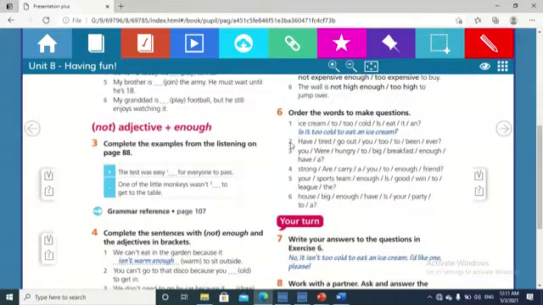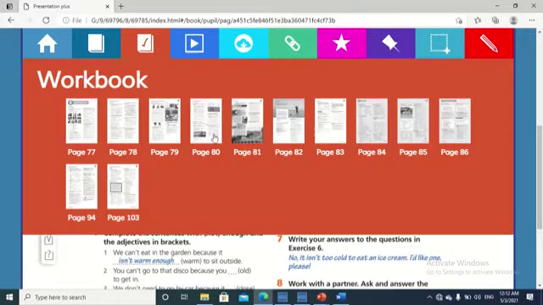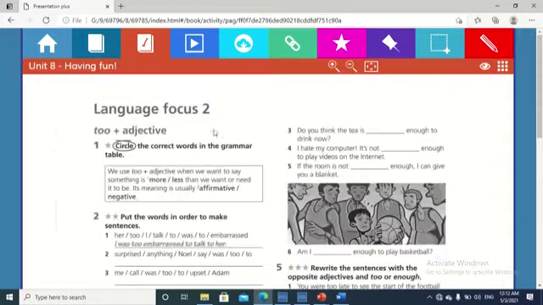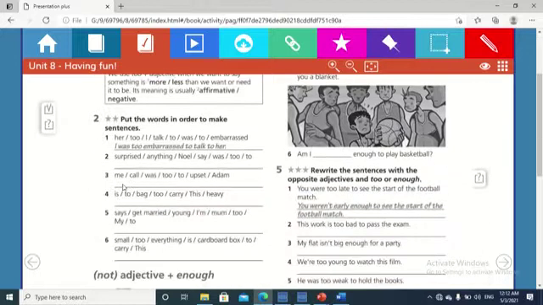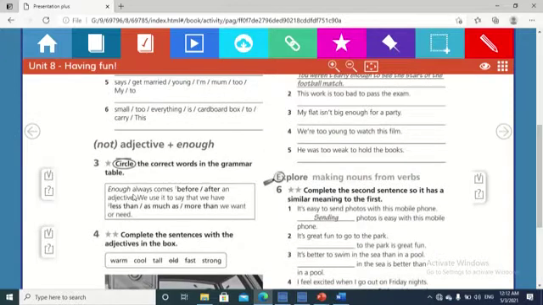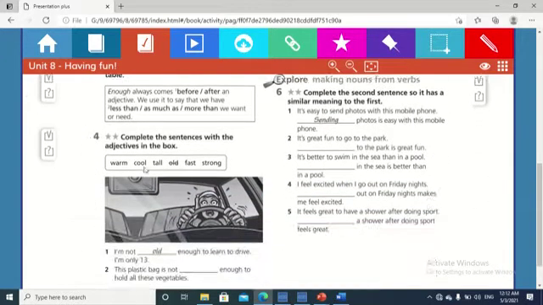Okay? So what about your workbook? Of course, in your workbook, this is page 80. As usual, we start with the rules for too + adjective. Number 2, put the words in order to make sentences. Make sentences with too, of course. Again, in number 3, here we have the rules with adjective + enough. And number 4, complete the sentences with the adjective in the box, of course, with enough. Of course, enough is after the adjective. That's why you can see enough after the space, after the adjective.